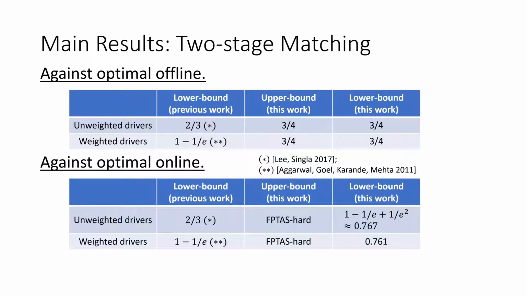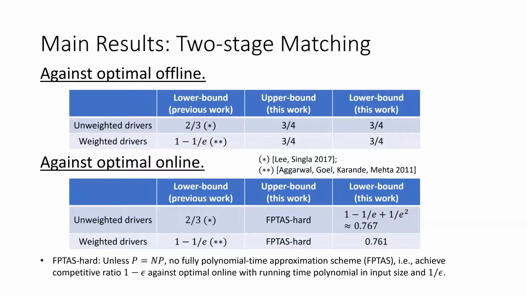And in our paper, when we consider a competitive ratio against optimal offline, we obtain a tight bound of 3/4. And we further show that if we switch to the competitive ratio against optimal online, we can get a slightly better bound for both the unweighted driver case and the weighted driver case. And we also show that the optimal online is FPTAS hard. And of course, all our lower bounds, basically the algorithms which achieve those competitive ratios, are polynomial time algorithms.